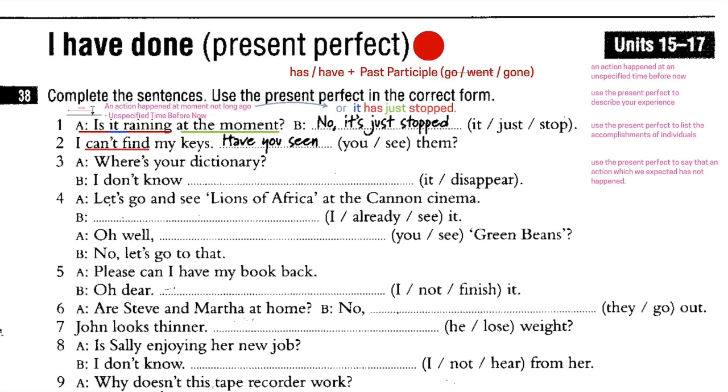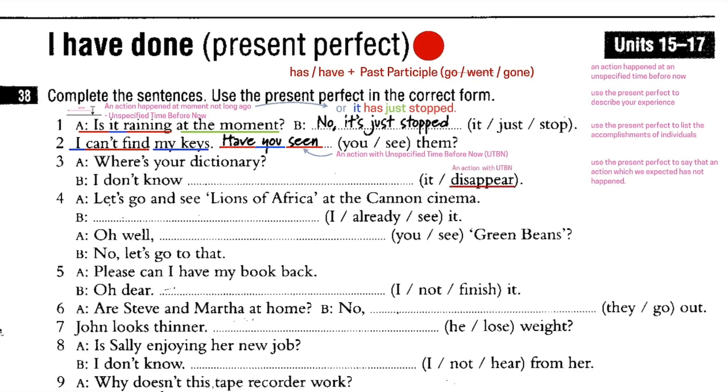Next, "can't find". Who can't find? I can't find. Can't find what? My keys. Now, to ask a question with present perfect, we take a look at the first part. "Since". This is also an action with unspecific time before now, UTBN. And the other keyword that matters is the word "you". Because of this subject you, we have to use have. So the answer is "have you seen". Seen what? Seen them. What is the "them" referring to? My keys. Good.